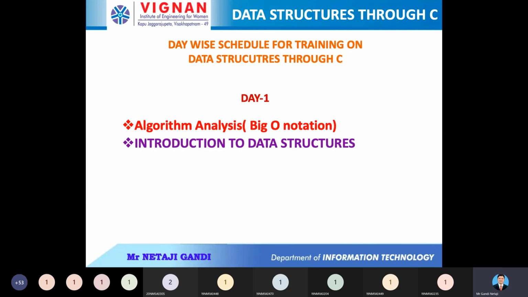Then we can go to the introduction to the data structures. So what is meant by data? How can you handle the data nowadays? So what is the structure? How can you define the structure?